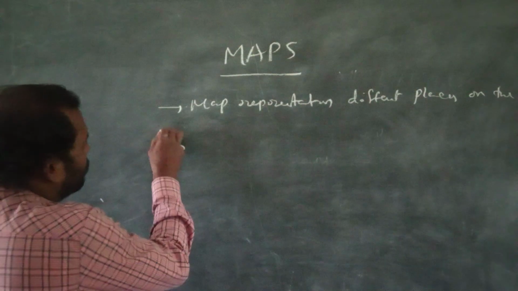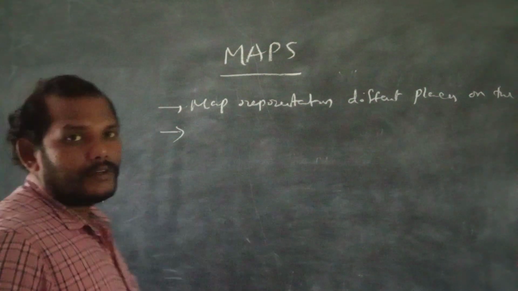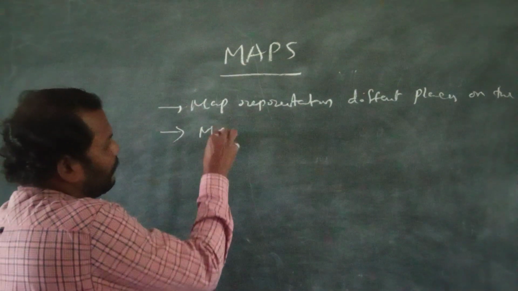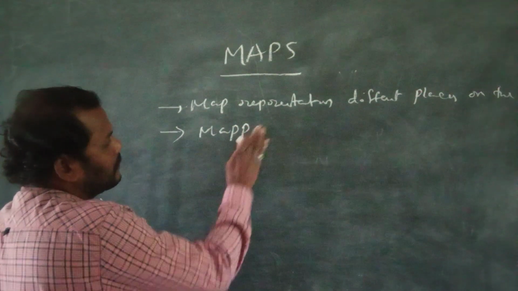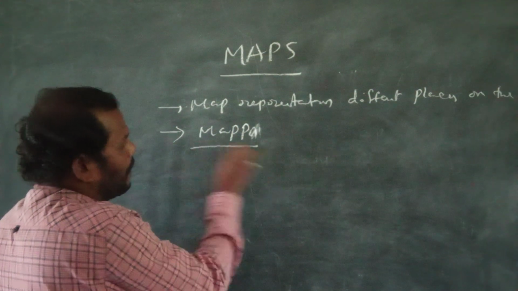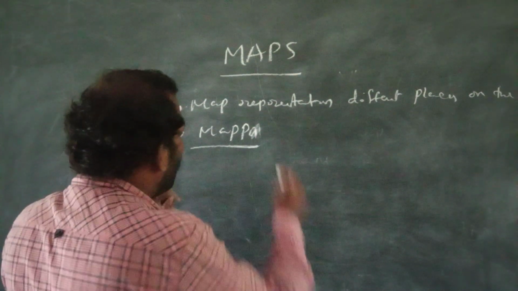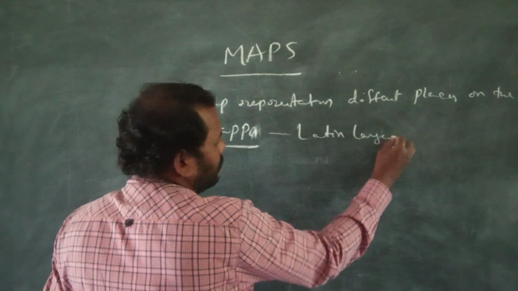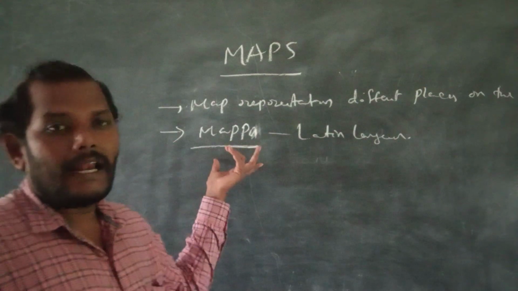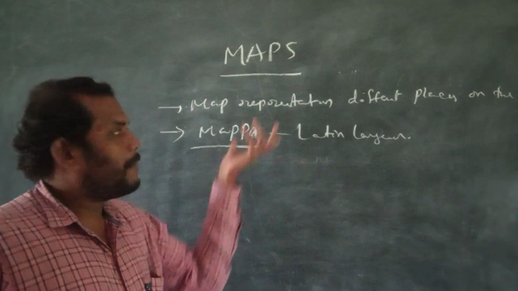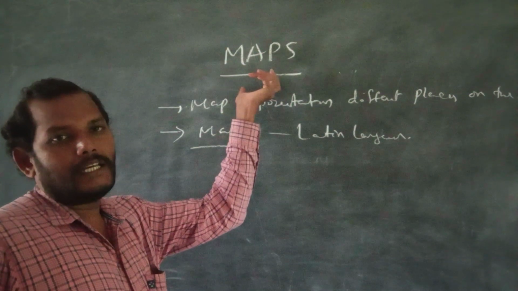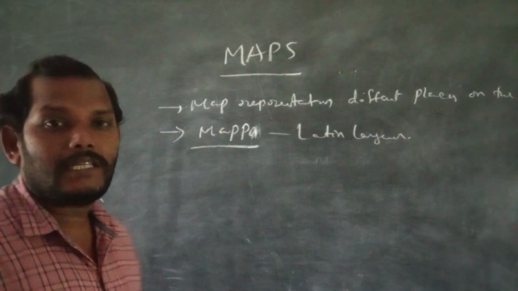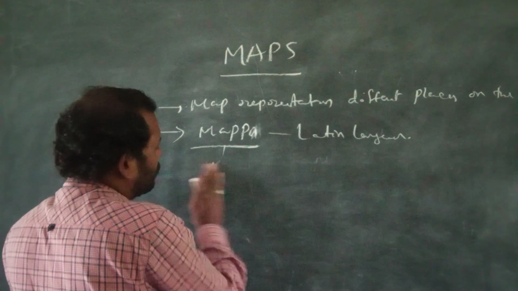The word map is derived from mappa. What is mappa? M-A-P-P-A, mappa. It is from the Latin language. Mappa is the Latin word. The map is the English word, derived from mappa, from the Latin language. What is the meaning of this mappa? It means napkin.